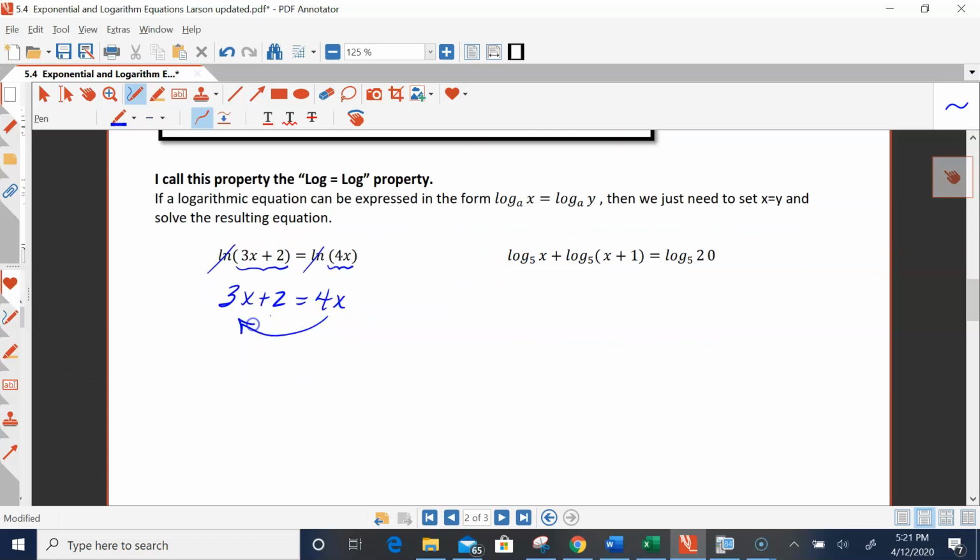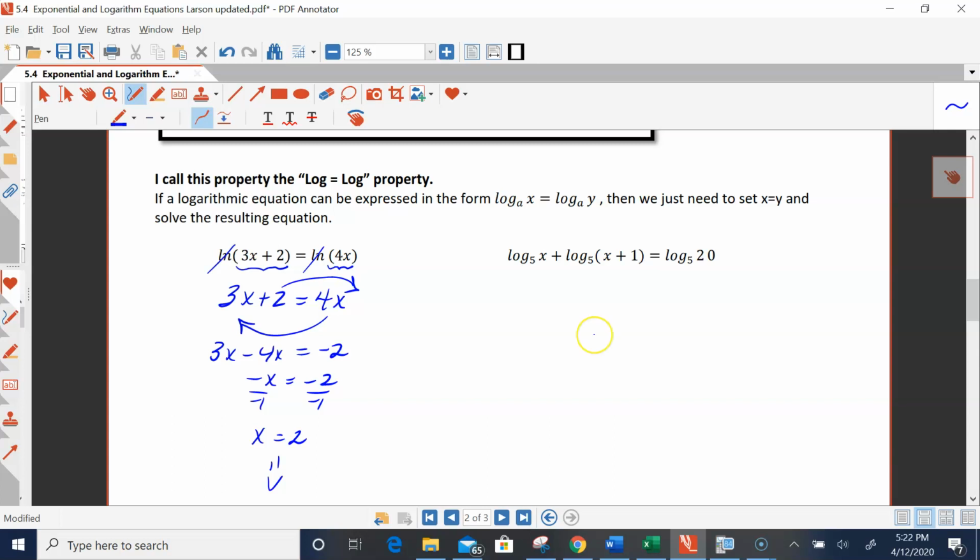We can bring the 4x to this side, bring the 2 to the other, to get 3x minus 4x equal negative 2. So negative x equal negative 2. And if I divide by negative 1, I get x equal 2. And you can plug that in and check it. 3 times 2 is 6, plus 2 is 8. So ln 8 is equal to 4 times 2, which is 8. So ln 8 is equal to ln 8. It works.